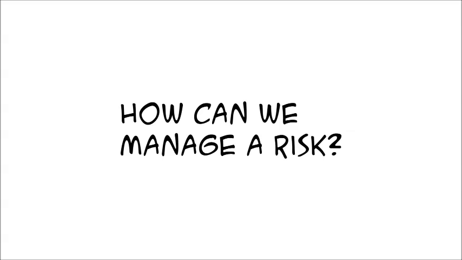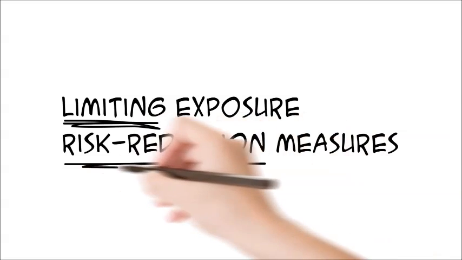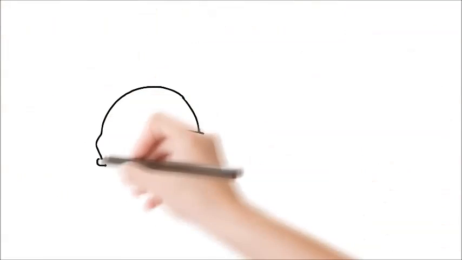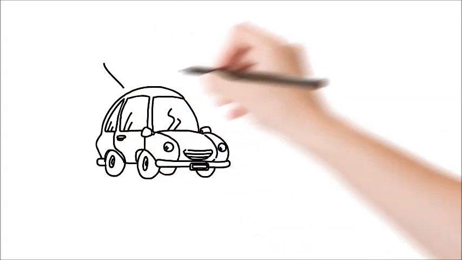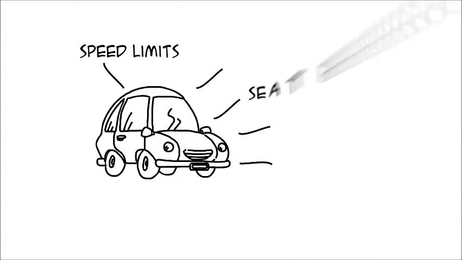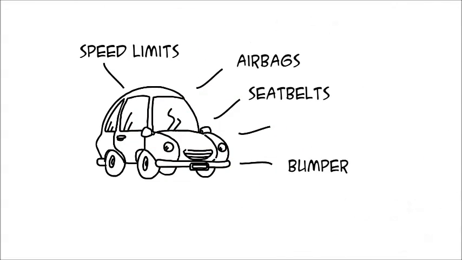Now, how can we manage a risk? Risk can thus be managed by limiting exposure to a danger and by the adoption of risk reduction measures. Prevention might be a better idea to reduce risk. For example, driving has been made safer by speed limits, the use of seatbelts, bumpers, airbags, driver assistance systems, etc.